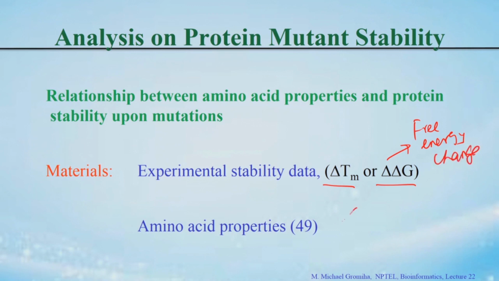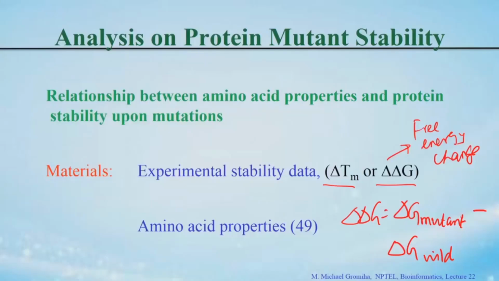Right. So, delta G you can get this equal to delta G mutant minus delta G wild. Experimental data can provide the delta G values for the wild type and for the mutant, and you can calculate delta G using the equation, delta G mutant minus delta G wild, this is known. Like delta Tm also you can calculate if the experimental data are available.